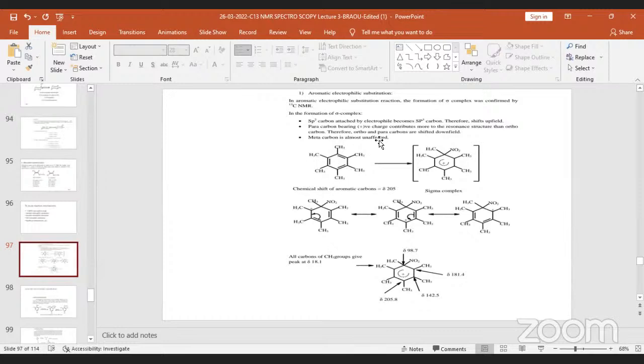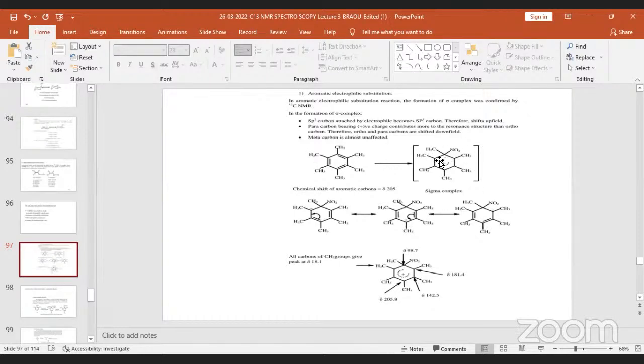So you get 2 signals, but we are interested in only the aromatic signal, because that is the one which is going to be affected in the aromatic electrophilic substitution reaction. See, this aromatic carbon is observed at around 205 ppm in case of hexamethyl benzene. But when it is treated with NO2 plus, the electrophile, it forms a sigma complex like this.